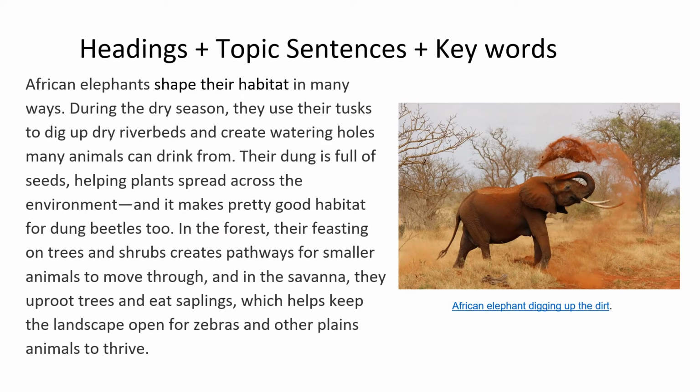So whenever we look at a text, we know that the first sentence in a paragraph is generally the topic sentence, and the rest of the paragraph is going to be about that topic. So here we have, African elephants shape their habitat in many ways. So we know that the rest of the paragraph will be details about how African elephants shape their habitat. And there might even be a heading above this section that might say African elephants are nature's engineers, something like that, because headings carry main ideas.